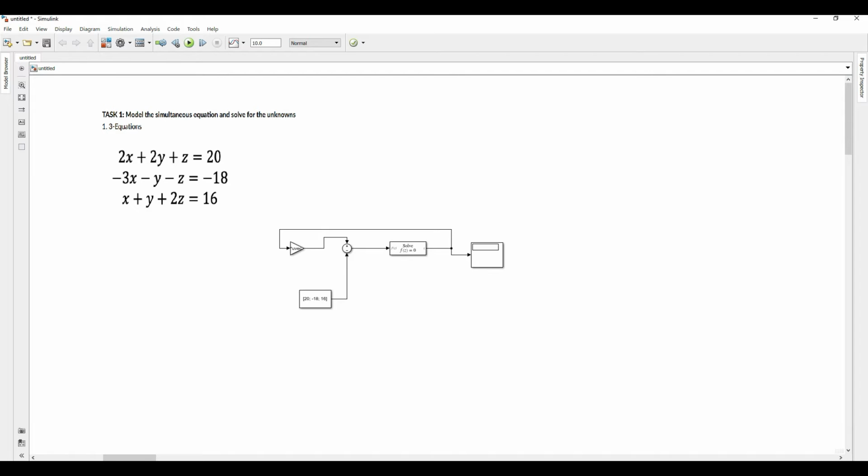Good day everyone. So for today's video, we're going to do our hands-on activity number 1, which is the basics of Simulink. For our task 1, we have the model, the simultaneous equation, and solve for unknowns.